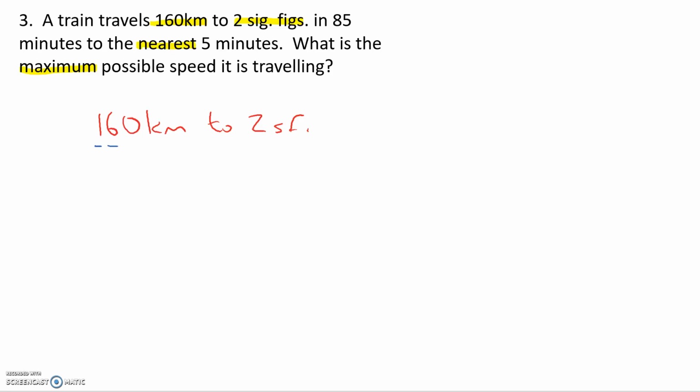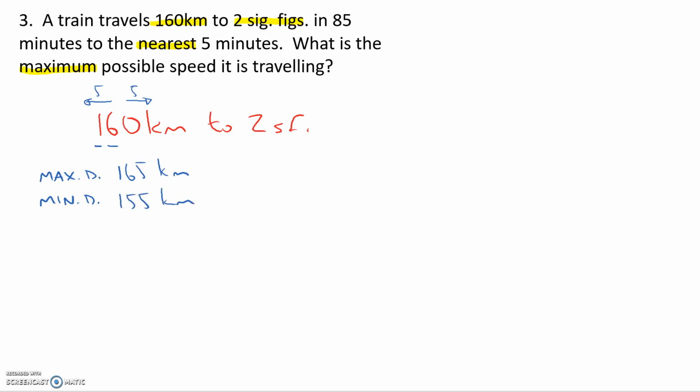So what does that mean? Well, that means the maximum possible distance, let's put max d for distance. If we know it's 160 to the nearest 10, it must be 5 above the 160 and 5 below the 160. It's as if we take that 10 and we split it. It's going to be 5 above the value, 5 below the value. So the maximum distance is 165 kilometres. What about the minimum distance? The minimum distance is going to be half of the nearest 10, half of the 10, 5 below that. It's 155 kilometres.